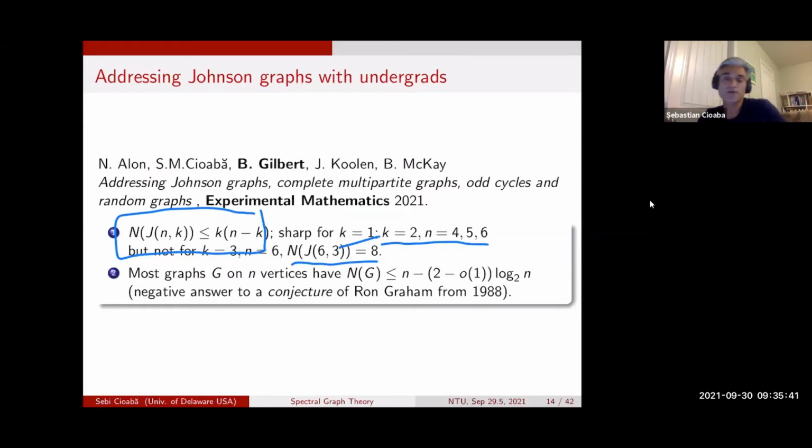In the same paper, we looked at other questions. We did some computation. Using Brendan's program, we did some computation for this n of g, and we noticed that the value of n of g is not n minus 1 for most of the graphs.